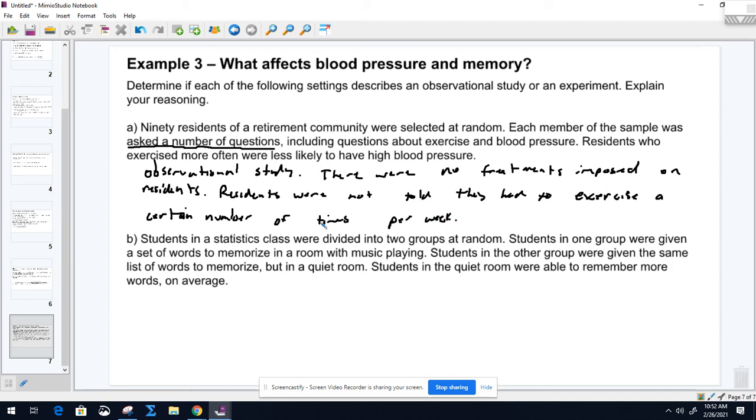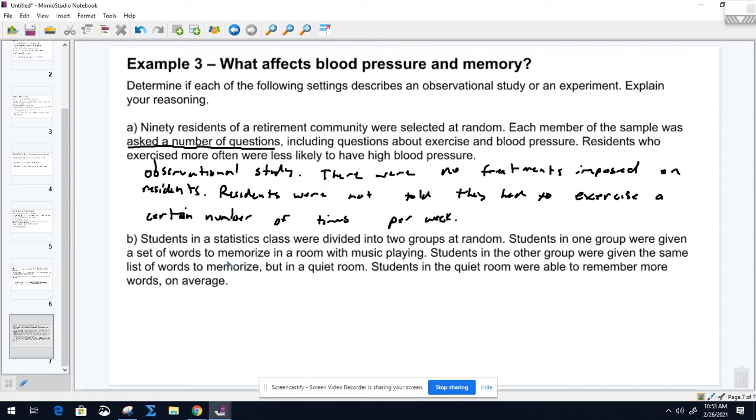Okay, so to make this an experiment, we could have said, hey, group A, you're going to exercise 1 time a week. Group B, you're going to exercise 3 times a week. Group C, you're going to exercise 5 times a week. And group D, you're not going to exercise at all. And then we could compare their blood pressures and come to a conclusion that, oh, it's probably better to exercise 5 times a week because this group had a lower blood pressure than residents that only exercise once or none. Okay, that would be the experimental.